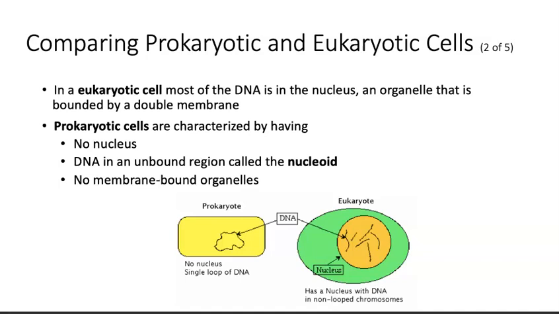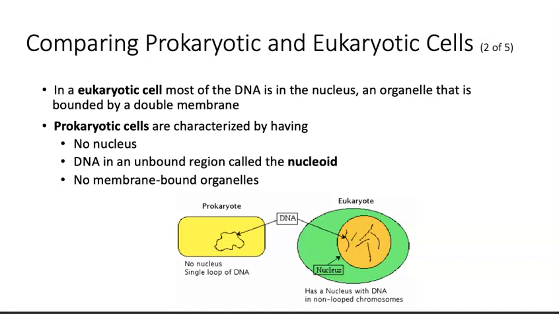Instead, anywhere that you find the DNA is called the nucleoid. So it's not bound by a membrane. It's just like, here's some DNA right here. I'm going to call that the nucleoid region. Prokaryotic cells do not have membrane-bound organelles, and eukaryotic cells do have membrane-bound organelles.